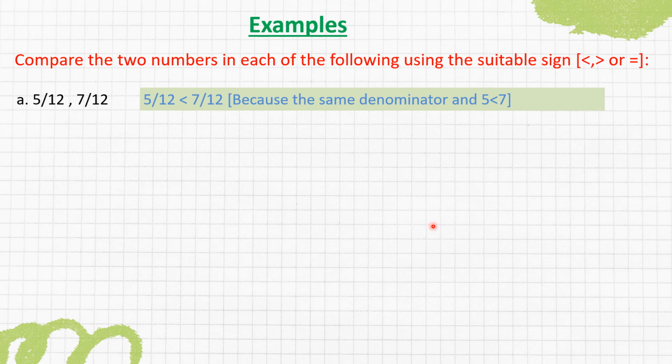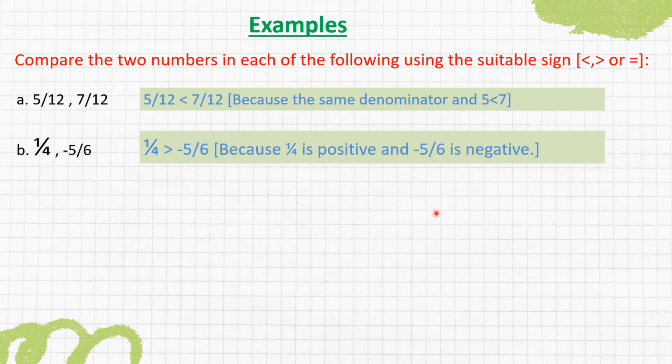Okay, another example. A quarter and minus 5 over 6. Which is greater? Quick, math champions. Excellent. A quarter is greater than minus 5 over 6 because a quarter has a positive sign and minus 5 over 6 has a negative sign.